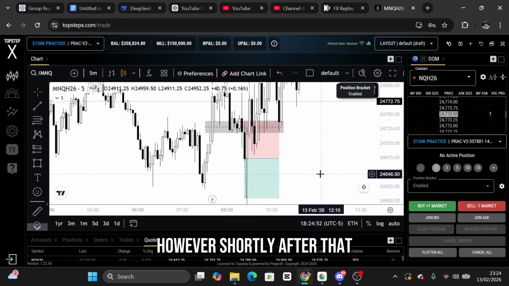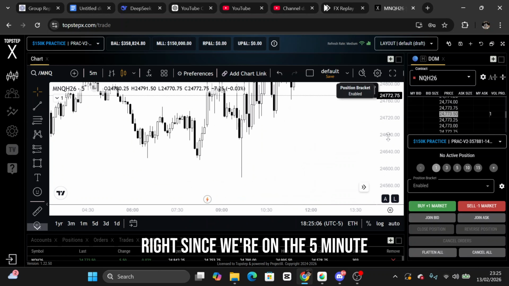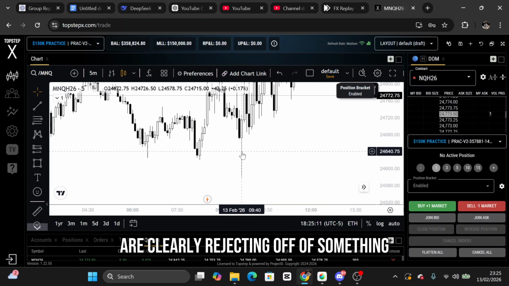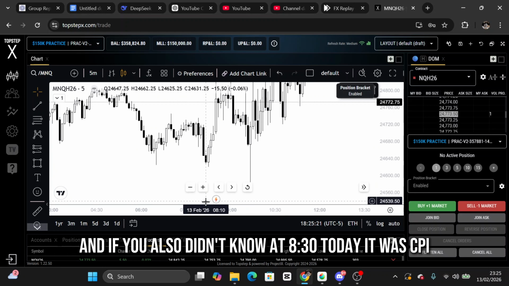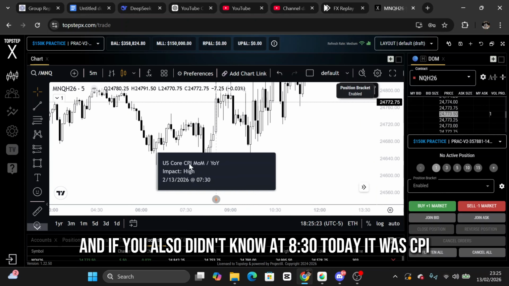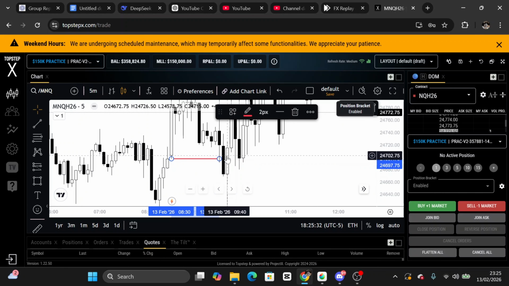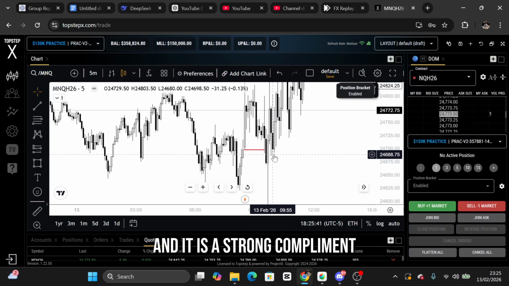However, shortly after that, one of the best A-star setups I've seen all year as well took place this week. Since we're on the 5-minute, it's really good to look at. As you can see, we are clearly rejecting off of something. This beautiful long wick means we are rejecting off of something. And if you also didn't know, at 8:30 today it was CPI. So our news candle low was here, which got swept already. So that's obviously one of our confluences already, and it is a strong confluence, a sweep of data lows.